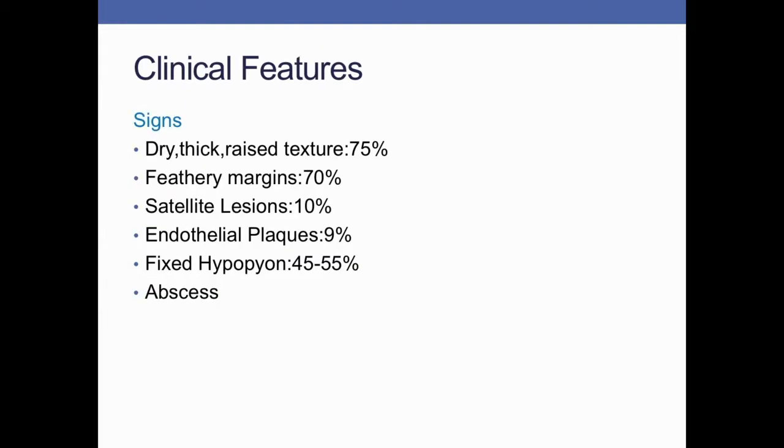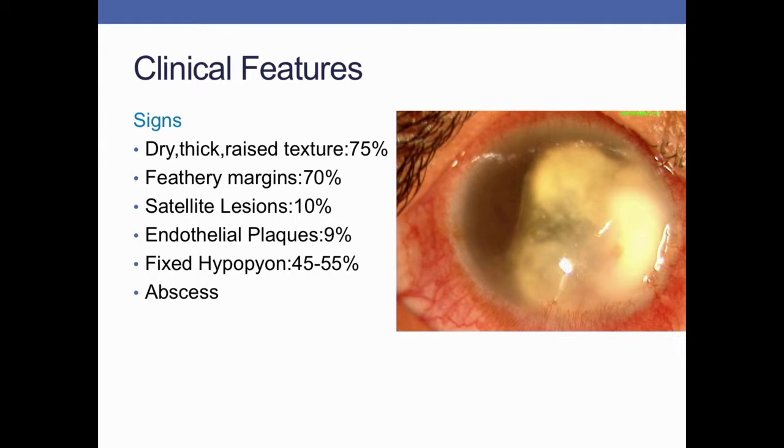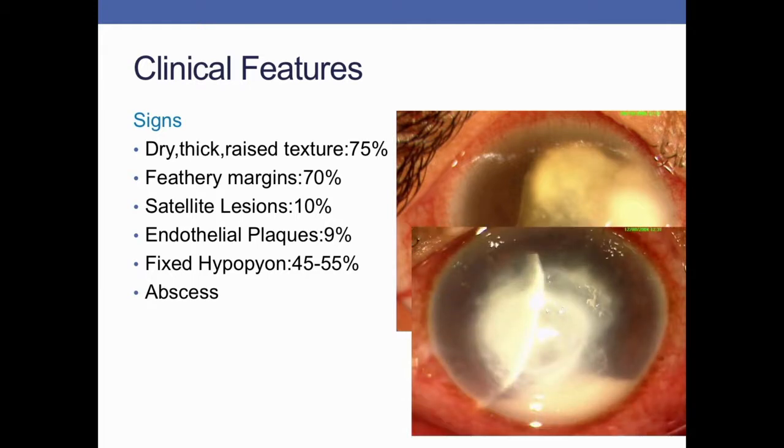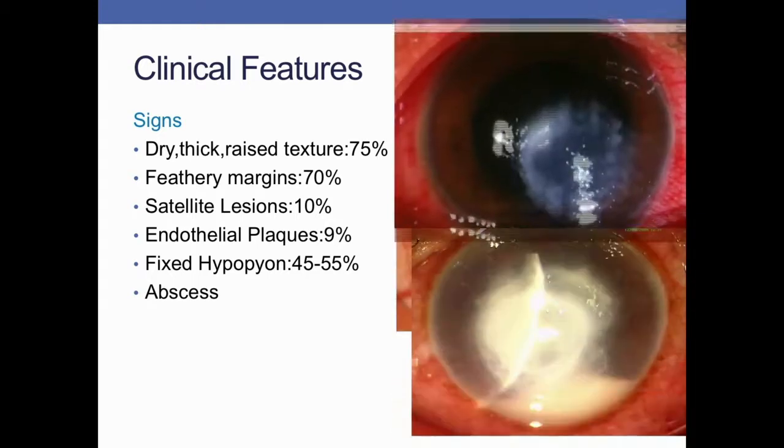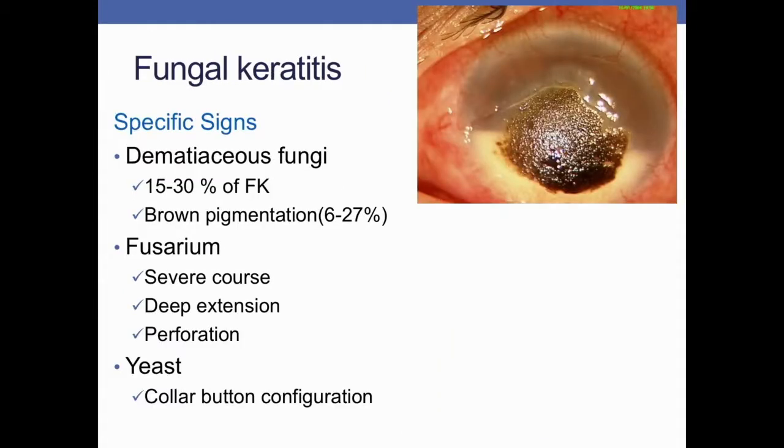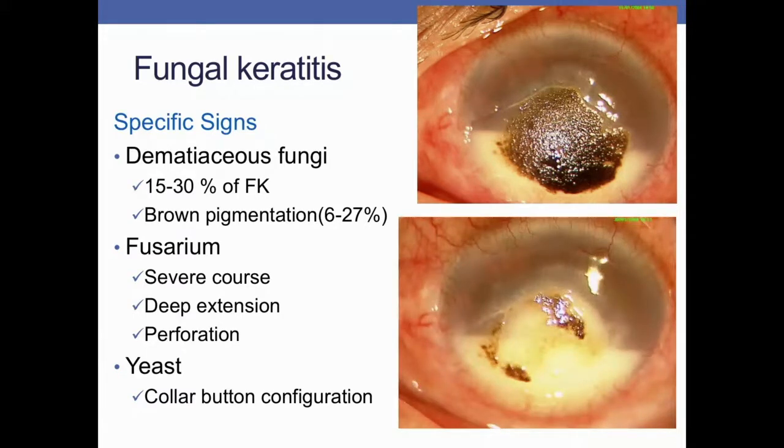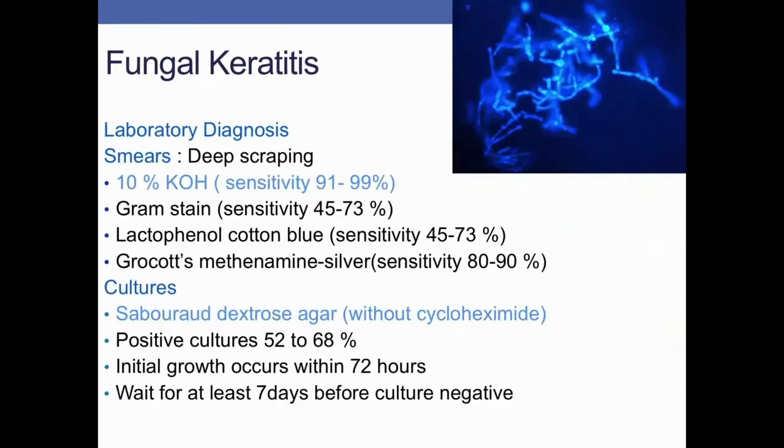The clinical features of fungal keratitis include dry, thick, raised texture, feathery margins, satellite lesions, endothelial plaques, and fixed hypopyon. And specific signs may be there with specific fungi. For instance, you may have brownish pigmentation, which resolves after treatment. Fusarium tends to have a severe course, and yeast has collar button configuration.